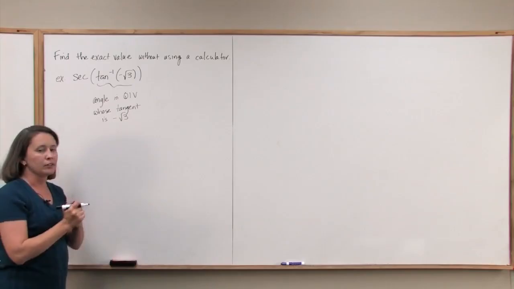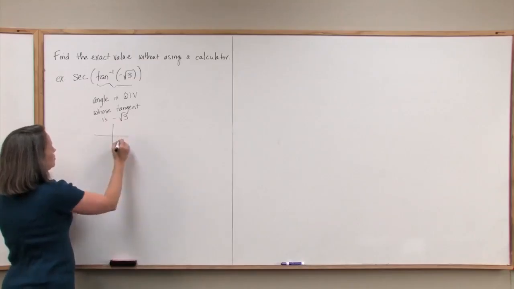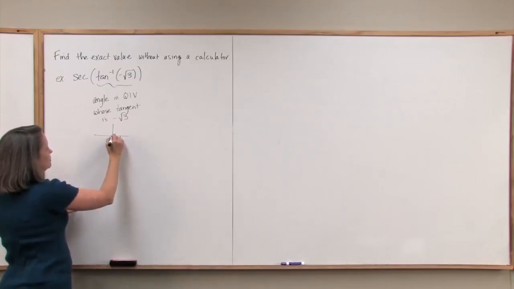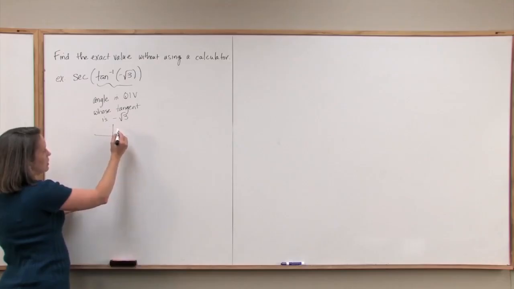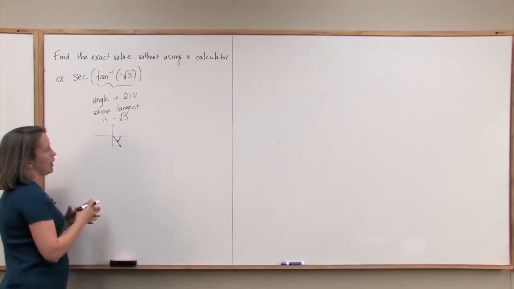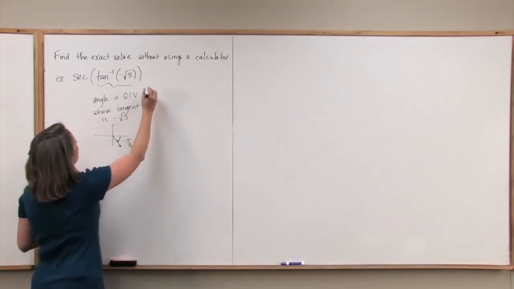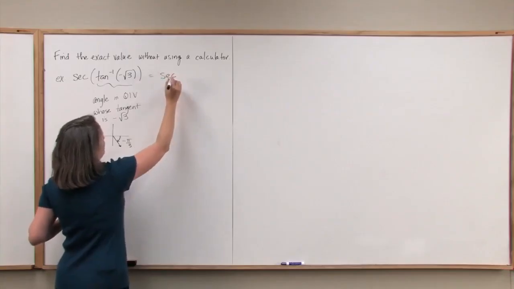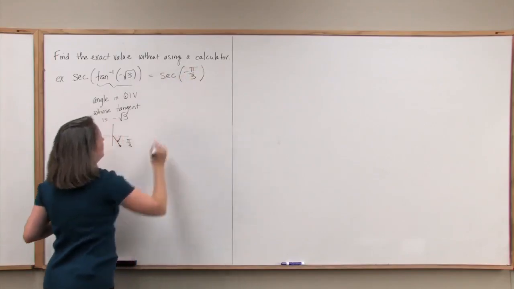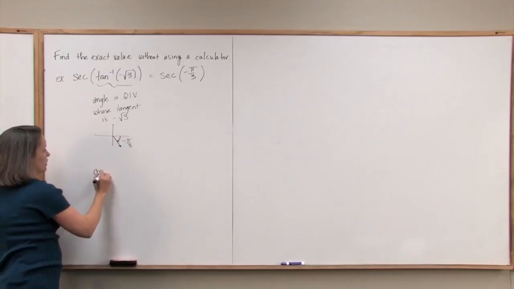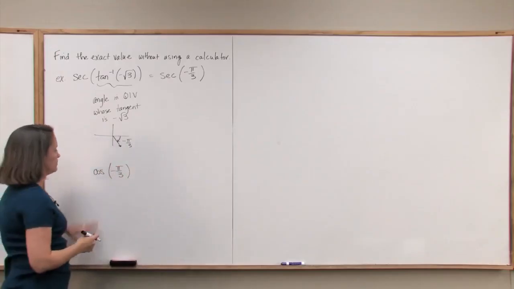Tangent of pi over 3 is square root of 3. So we want an angle in quadrant 4, a negative angle, whose tangent is negative square root of 3. We're using pi over 3 as our reference angle, so this must be the angle negative pi over 3. So the next question, what's the secant of negative pi over 3? Okay, I think it would be easier for us to find the cosine of negative pi over 3 and use that to get our answer.